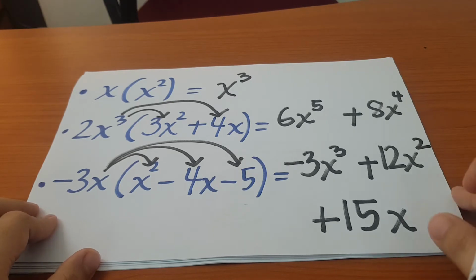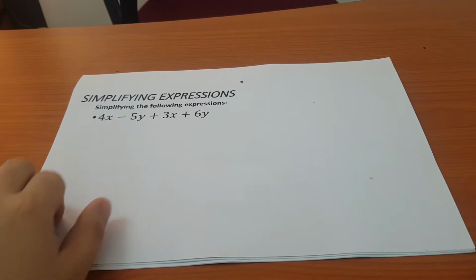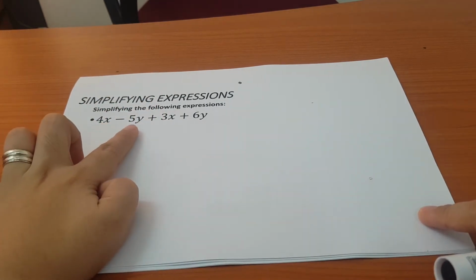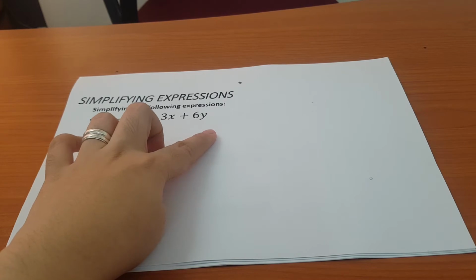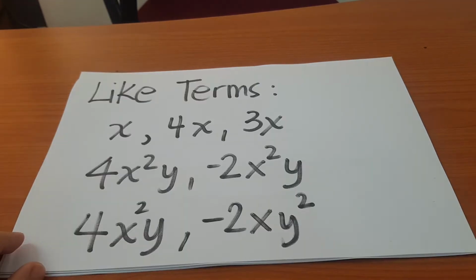After we recall these properties, we can now move on to our first topic, which is all about how to simplify expressions. So these are expressions. You have here 4x minus 5y plus 3x plus 6y. But before we proceed, we have to define like terms.